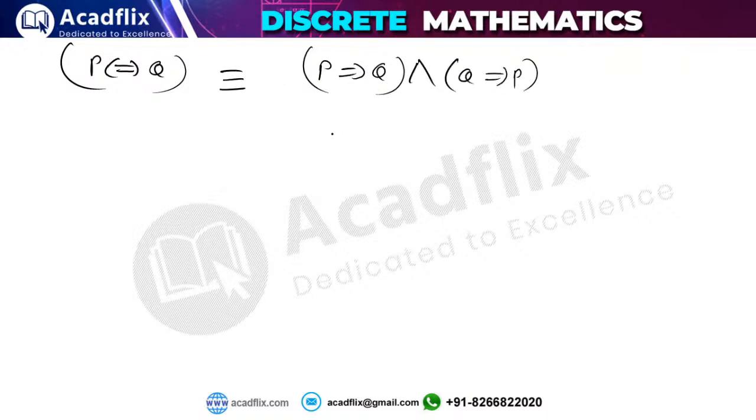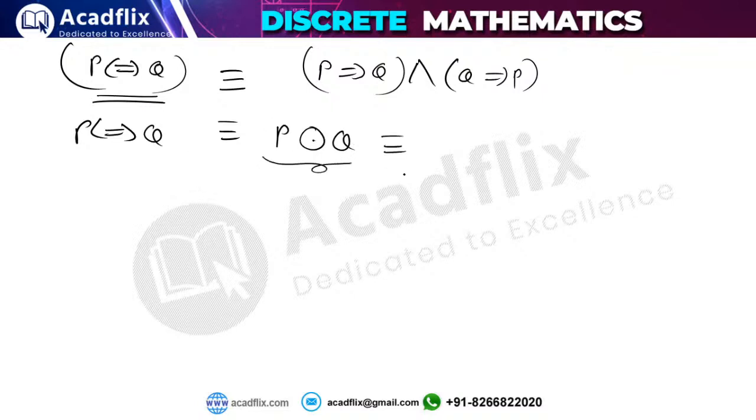This is how you can write. Or how can you write this same thing, p double implies q? I told you p double implies q is nothing but p XOR q. In Boolean algebra you will study p XOR q, and what is it? It is pq plus p bar q bar. So this is also how you can write p double implies q. You can write it like this: pq plus p bar q bar.